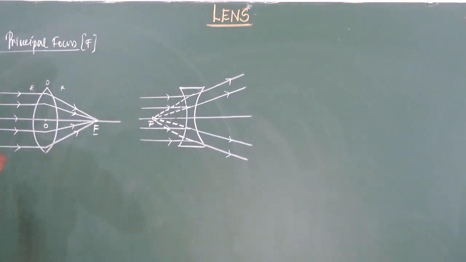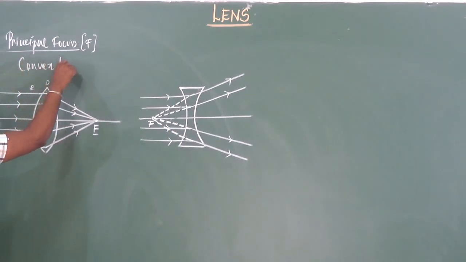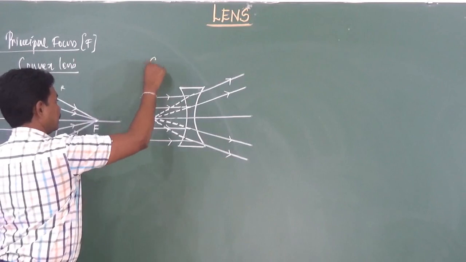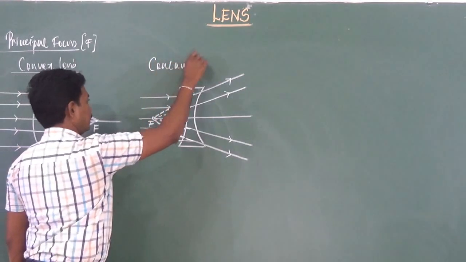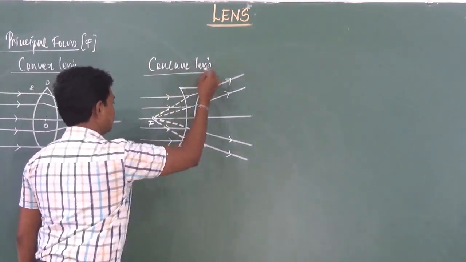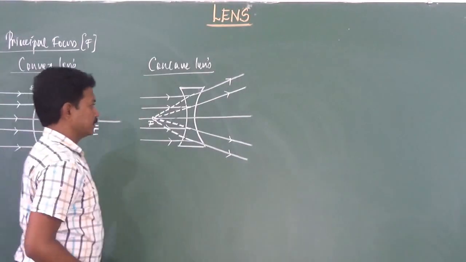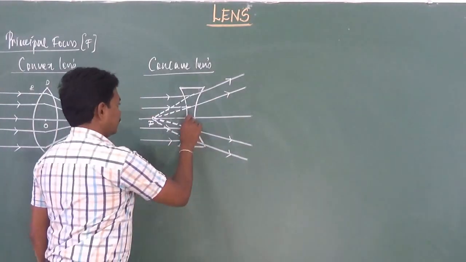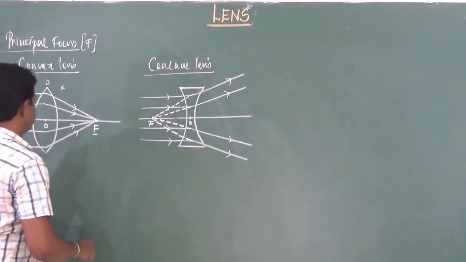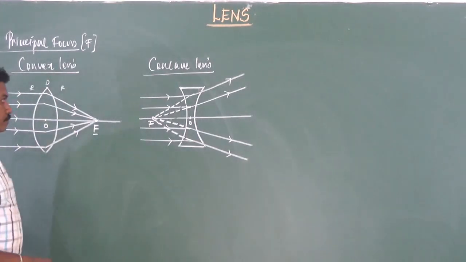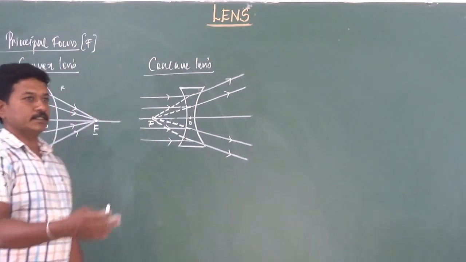So this is the principal focus in the case of a convex lens, and this is the principal focus in the case of a concave lens. The principal focus is represented by the letter F. Here is the optic center. The next topic is the focal length.